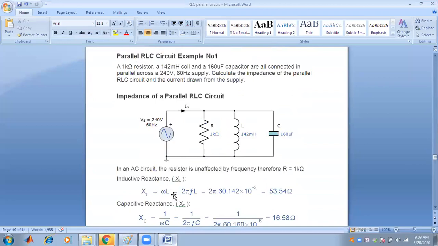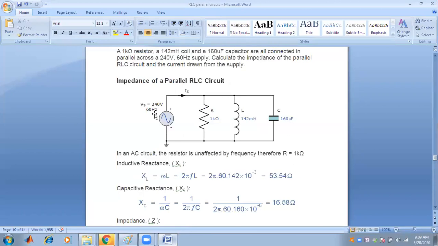So let us take an example of a parallel RLC circuit. A 1 kilo ohm resistance, a 142 millihenry coil and a 160 microfarad capacitor are all connected in parallel across a 240 volt, 60 hertz supply. Calculate the impedance of the parallel circuit and the current drawn from the supply.